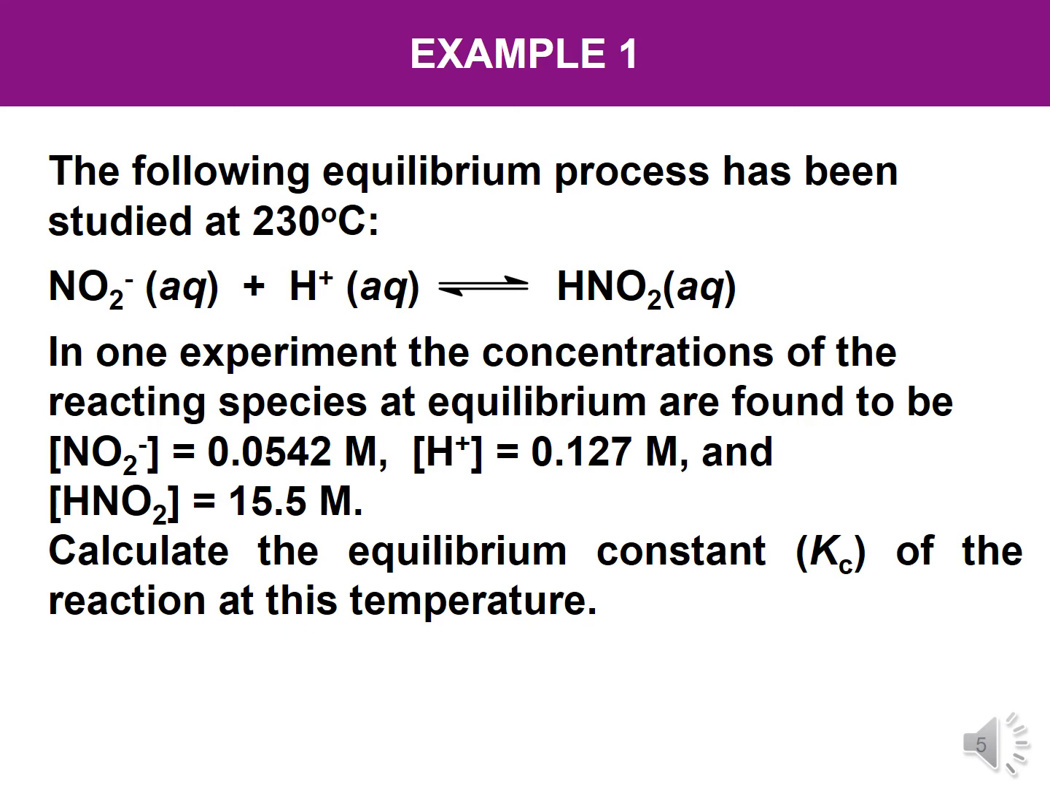Let's see example 1. The following equilibrium process has been studied at 230 degrees Celsius. 1 mole of nitrate ion reacts with 1 mole of hydrogen ion to produce 1 mole of nitrous acid. In one experiment, the concentrations of the reacting species at equilibrium are found to be: concentration of nitrate ion is 0.0542 molar, concentration of hydrogen ion is 0.127 molar, and concentration of nitrous acid is 15.5 molar. Calculate the equilibrium constant Kc of the reaction at this temperature.